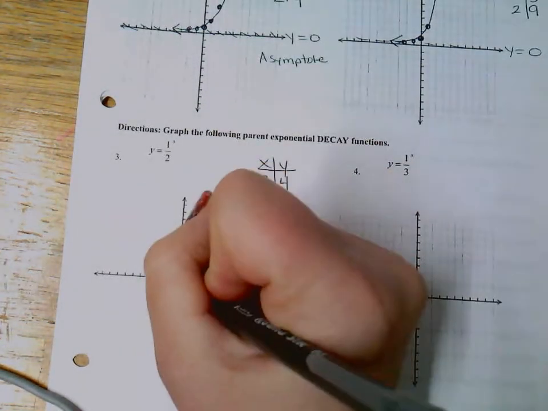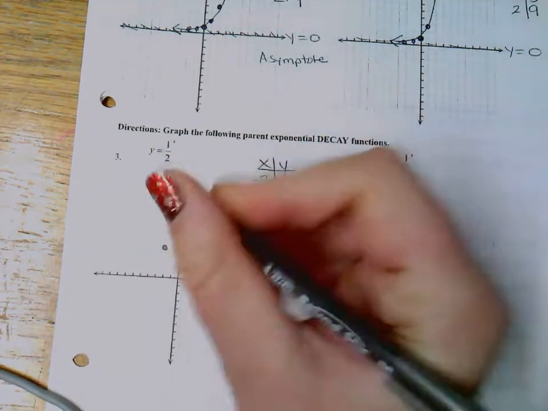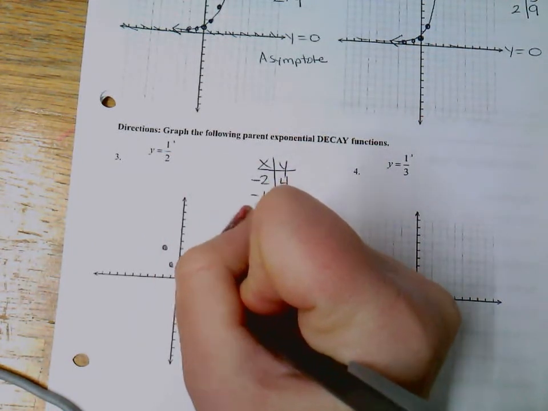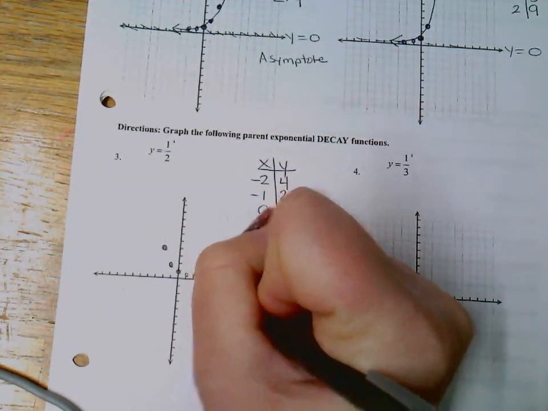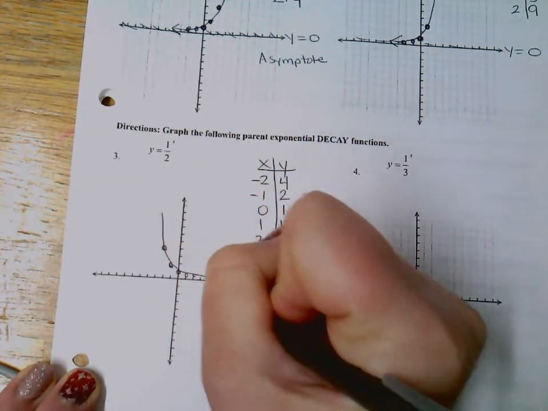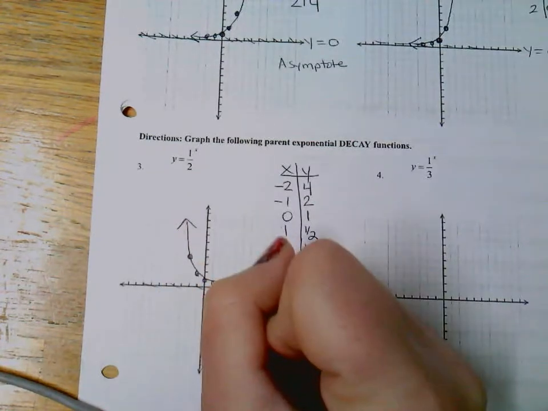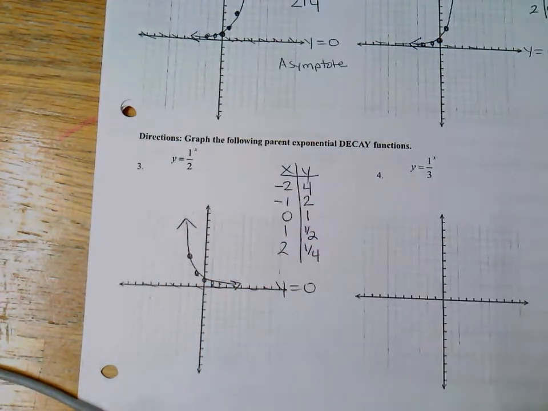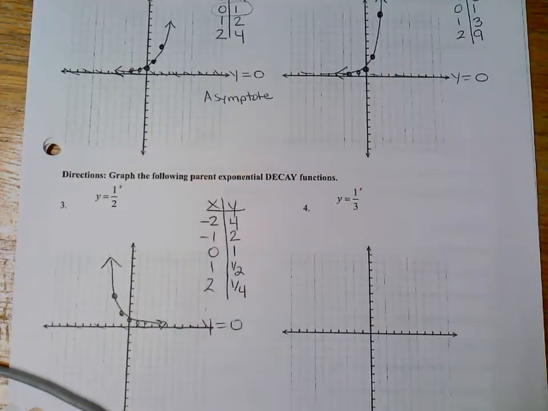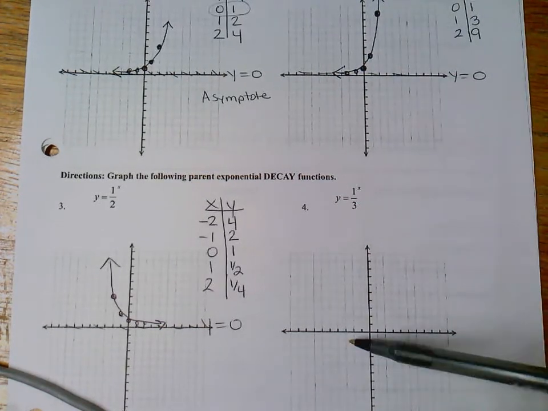So when I graph these points, I will get a reflection over the y-axis. Same steepness, same asymptote, just one is increasing and one is decreasing. And the same is true of 3 to the x and 1/3 to the x.